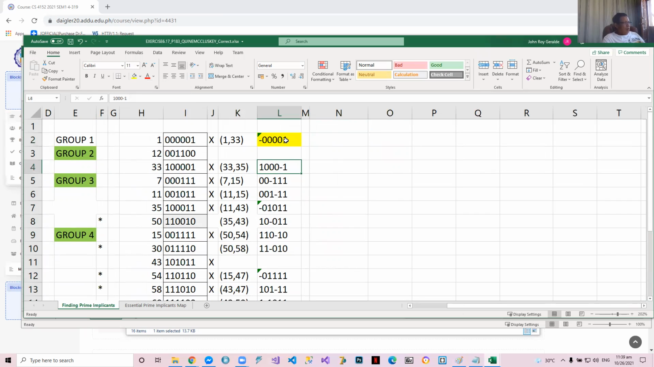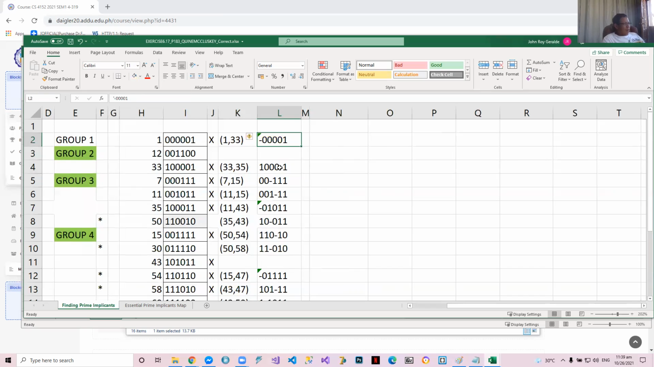Okay. What will happen to this? They differ in the first position. Di sila dash. They differ in two positions, no? Second to the last. The first and the fifth. Diba? 0 ito, dash ito eh. Ito 1. So they cannot be merged. Okay? So we'll whiten this.